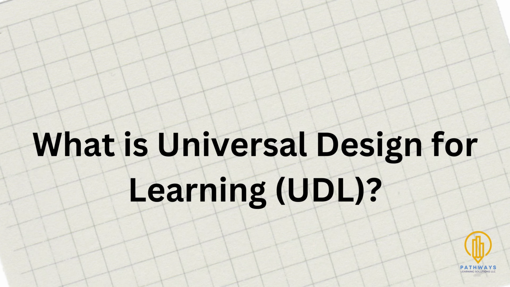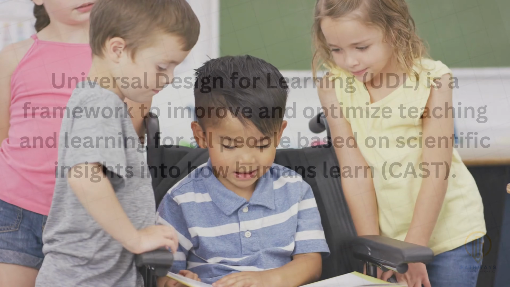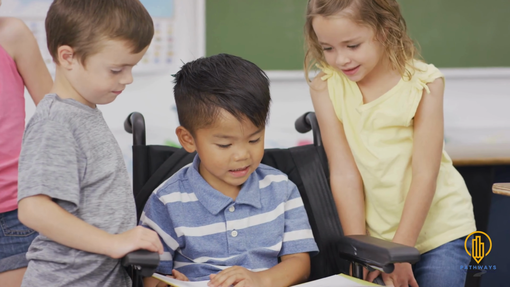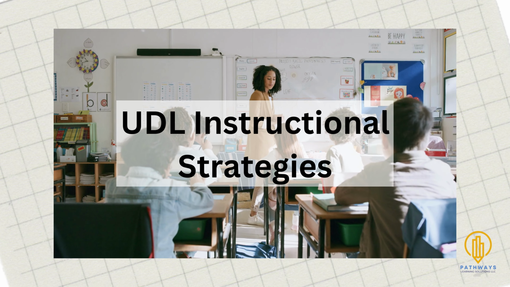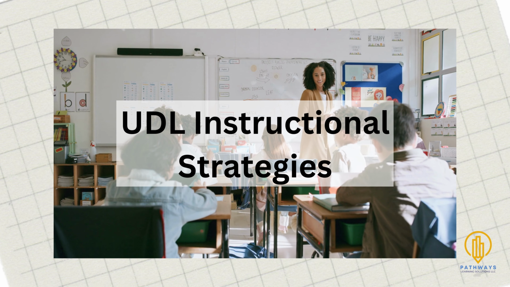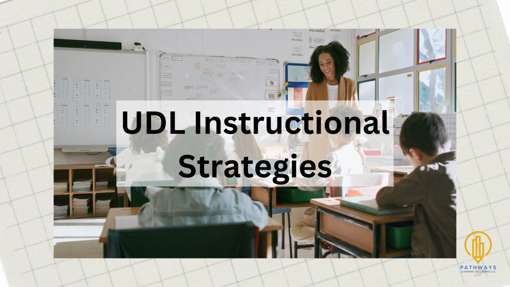So, you may be wondering, what is universal design for learning? Well, CAST, the Center for Applied Special Technology, defines universal design for learning, or UDL, as a framework to improve and optimize teaching and learning for all people based on scientific insights into how humans learn. The goal is to increase accessibility for those who need it most, while also benefiting their peers by providing choices. There are several ways that teachers can use this framework to completely change their classrooms and the learning experiences for their students. If you're wondering where to begin, I suggest reviewing the CAST guidelines.